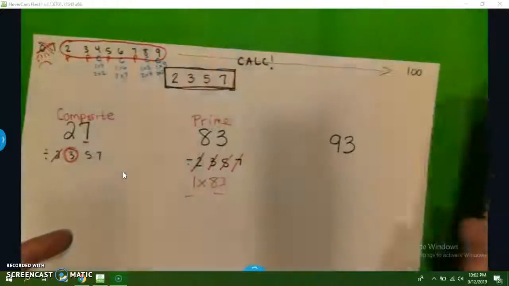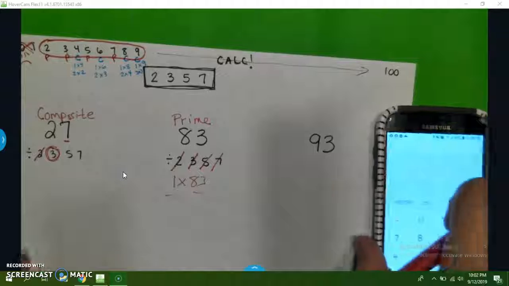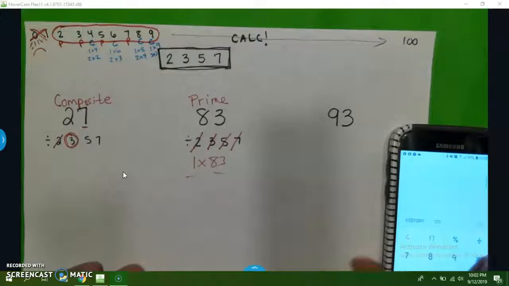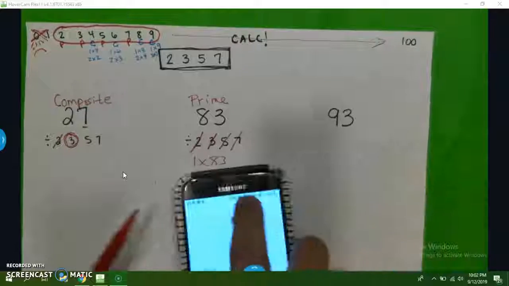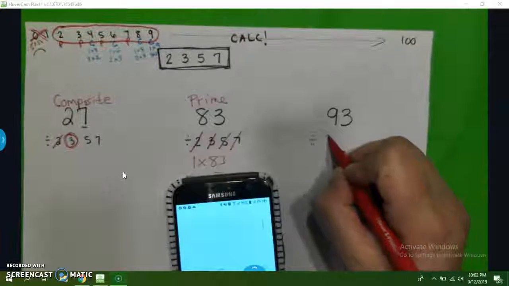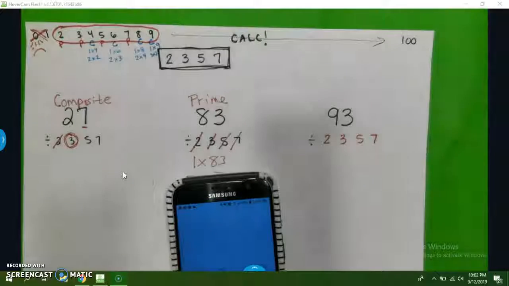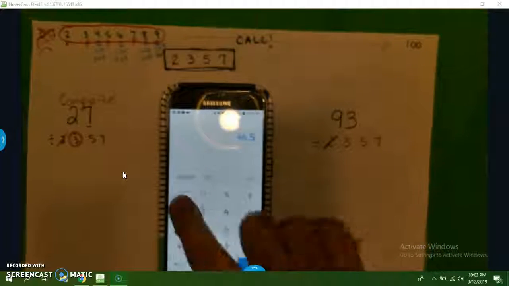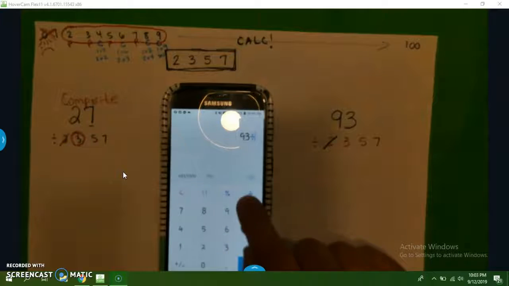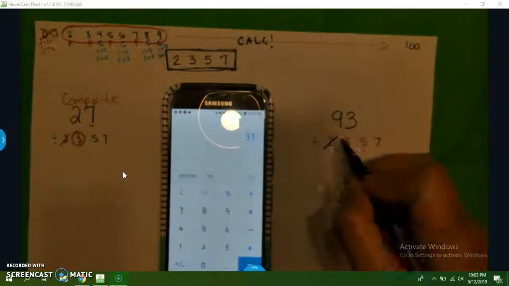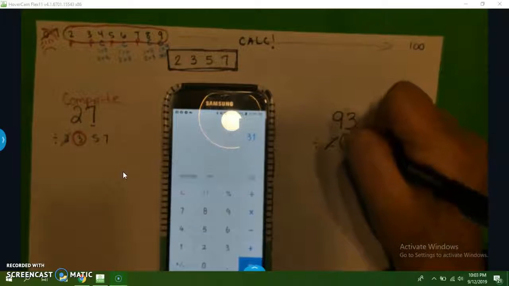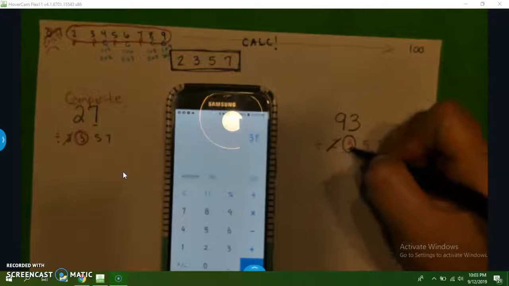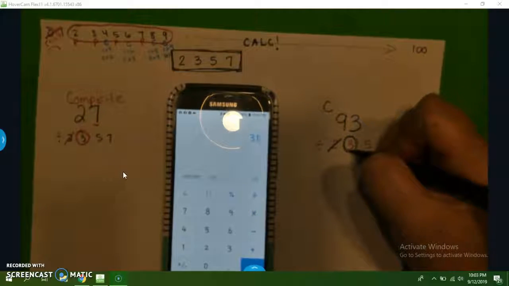Alright, and then our last example is going to be 93. So what do I write? Decimal, or divide, 2, 3, 5, 7. I take my calculator, I write 93 divided by 2. Decimal blah. Does not work. Clear it out. 93 divided by 3. Ooh, it gave me 31, so I'm going to circle the 3. And since I was able to circle something, I'm going to call it composite. Circle composite.